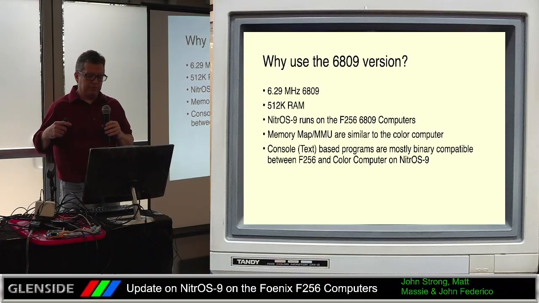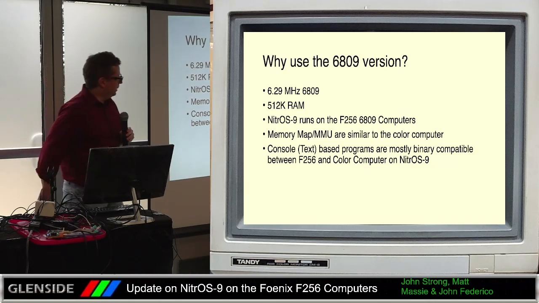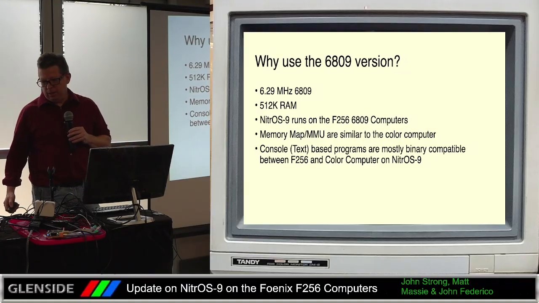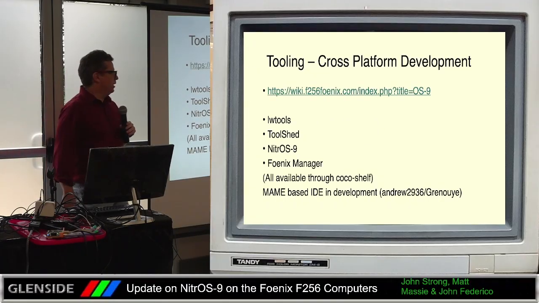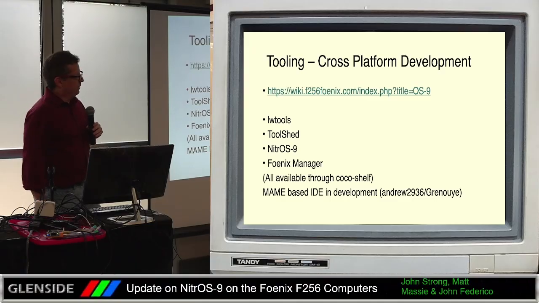Likewise, if you take a console program and compile it in CMOC, the same binary will run on both machines. So it's actually pretty nice. Another reason to use it is because it's got the same tooling you're used to on the Color Computer. It's basically the exact same tool.